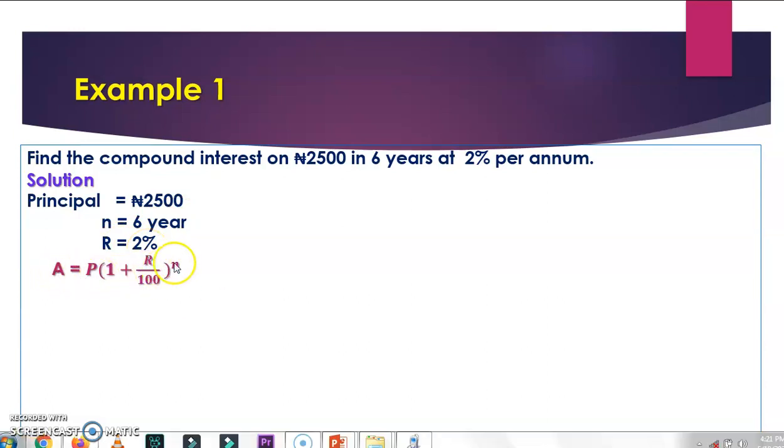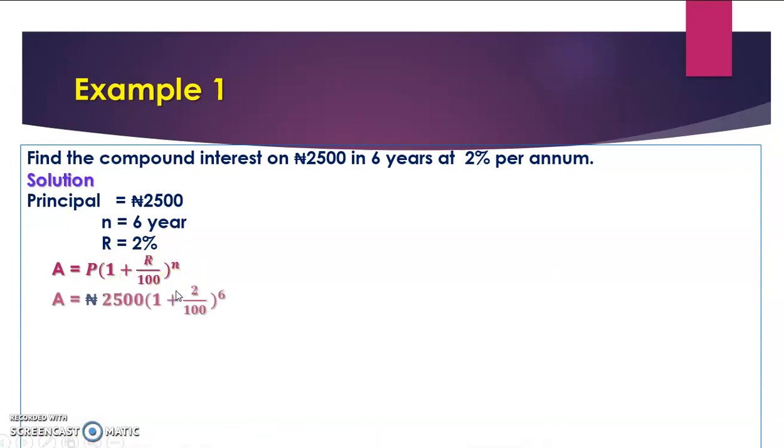This is the formula for calculating amount. Now what we will do, we will substitute all these values back into this formula for us to be able to calculate our amount. A is equal to 2,500 naira (1 + 2/100) all raised to power 6. We are going to apply BODMAS here. In doing that, we are going to solve the ones in bracket first.